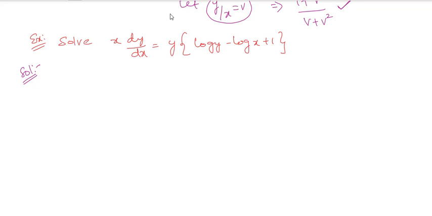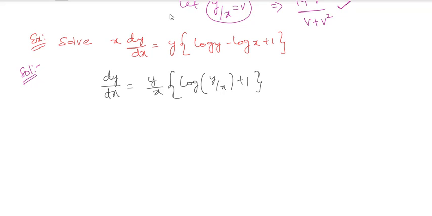If you check it properly, the degrees are all the same: x power 1, y, log x and 1. Yes, degrees are the same, so I can make it a homogeneous differential equation. Now check it out: if I take this x to that side, I will get dy by dx equals y by x, then log a minus log b, again log of y by x, plus 1. Am I right or not?